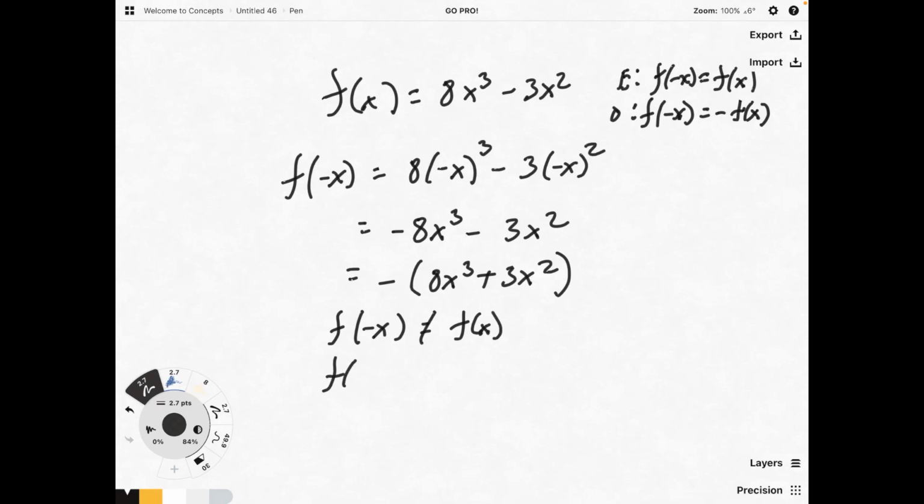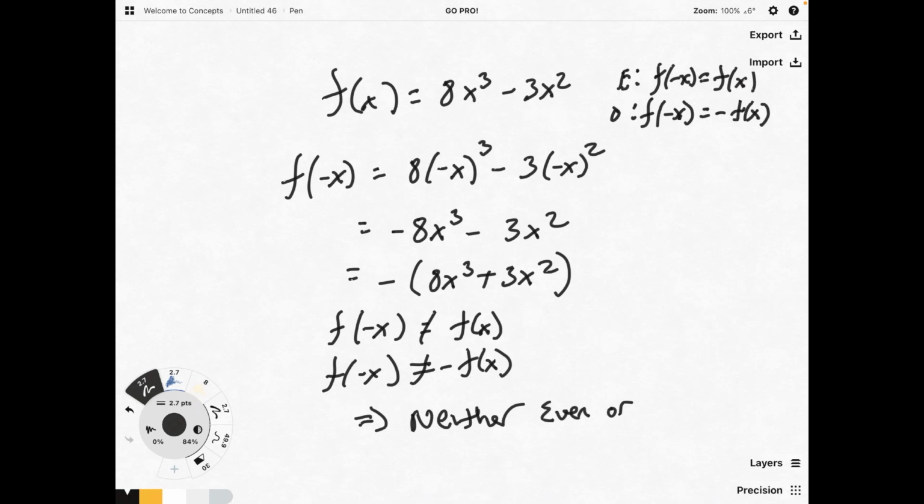We also know that f of negative x does not equal our function multiplied by negative. And therefore, this function is neither even or odd. And this just tells us that we do not know the properties of the graph. We do not know if it's symmetric with respect to the y-axis, or if it's symmetric with respect to the origin. We cannot determine any properties about this graph just given the properties of even and odd.